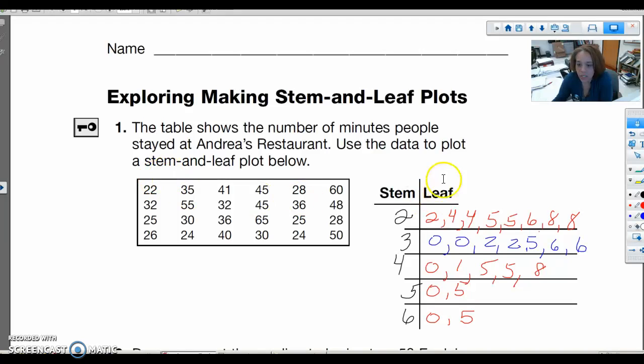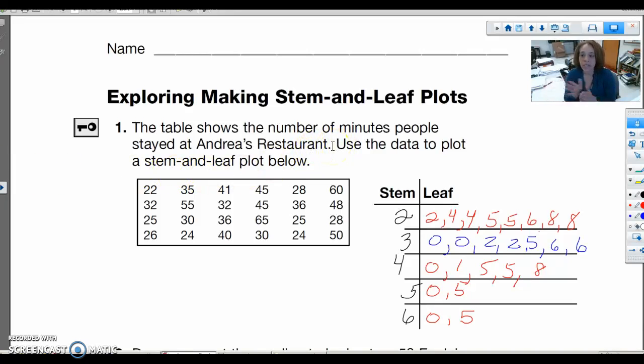So what this information is telling me is that there are only 2 amounts in the 6 stem and 2 amounts in the 5 stem. So let's go back and read what this question was asking. It says, the table shows the number of minutes people stayed at Andrea's restaurant.